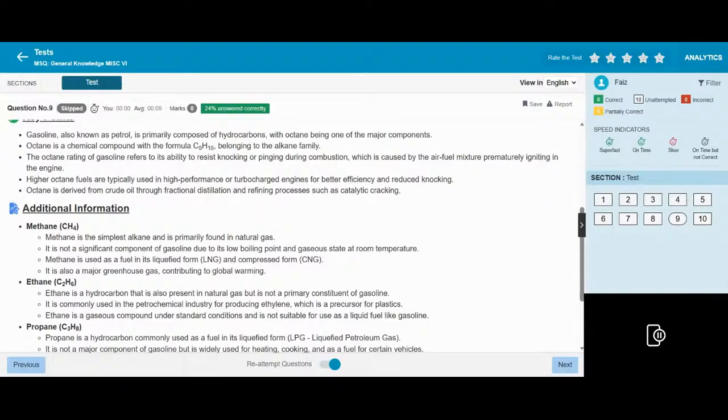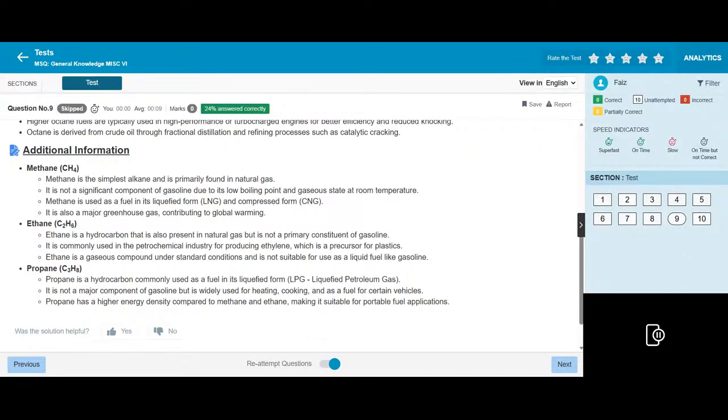The octane rating of gasoline refers to its resistance to knocking or pinging during combustion, which is caused by the air-fuel mixture prematurely igniting in an engine. Higher octane fuels are typically used in high-performance turbocharged engines for better efficiency and reduction of knocking. Octane is derived from crude oil through fractional distillation and refining processes.